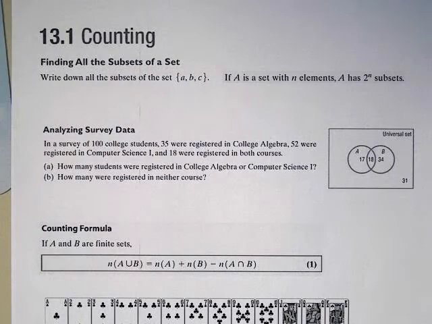Hey guys, welcome to section 13.1. We're starting a unit on counting and probability. So 13.1 is about counting, and it starts with finding all the subsets of a set.